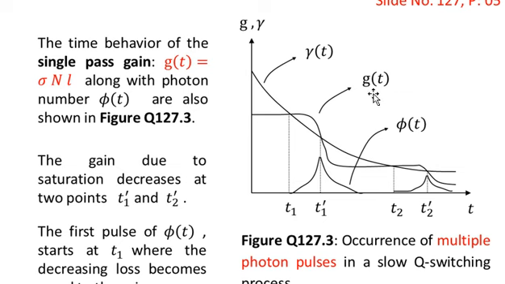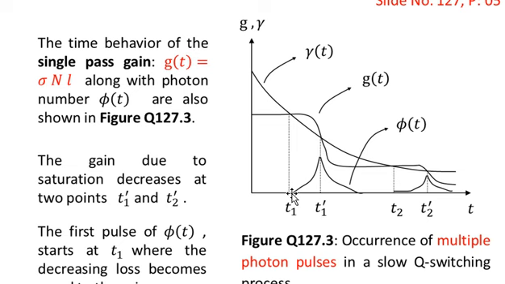After the time t1, the net gain becomes greater than the loss. And this is the process during which the number of photons will be available in the cavity. Between the time t1 and t1 prime, the number of photons are increasing in the cavity. It means that the photon pulse is being contributed, and the contribution will remain valid when G remains greater than the value of gamma. That is, the gain stays greater than the value of the losses in the cavity. And this is the time between t1 and t1 prime.